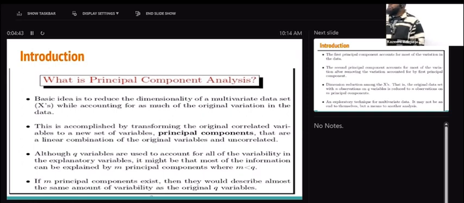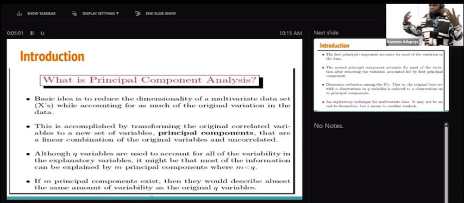Now, what are we going to do in a situation where the independent variables correlate? One of the interventions is what we call principal component analysis. Now, let me tell you this. Broadly speaking, we have two ways. We have what we call feature elimination, and we have what we call feature extraction.